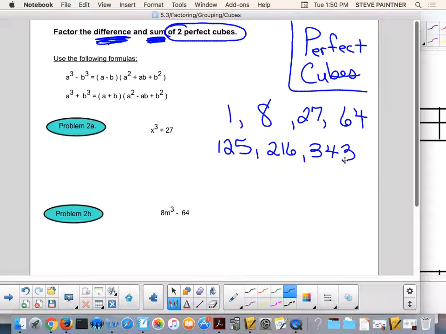8 times 8 times 8 is 512. 9 times 9 times 9 is 729. 10 times 10 times 10 is 1,000. This is the one you don't need your calculator for.